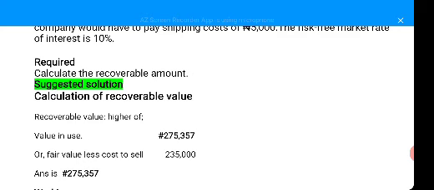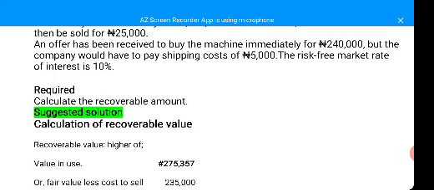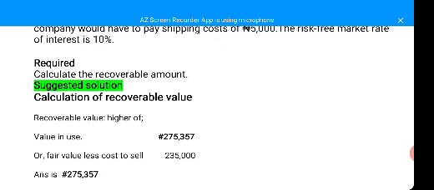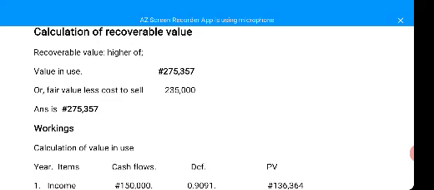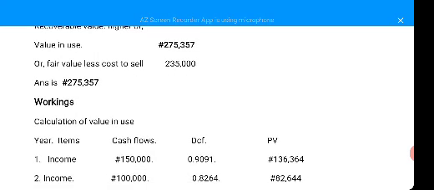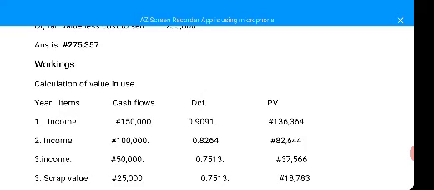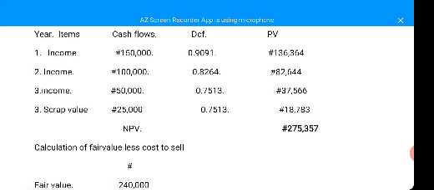Now, the suggested solution. Our recoverable amount is the higher of value in use and fair value less cost to sell. So how did I arrive at my value in use? These are the workings here. The value in use, we said, is when you discount all your future cash inflows.